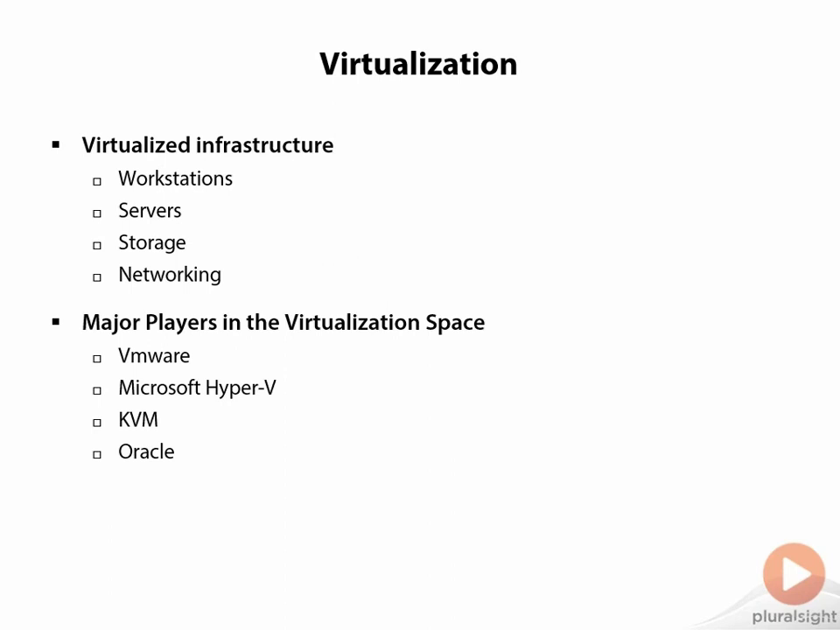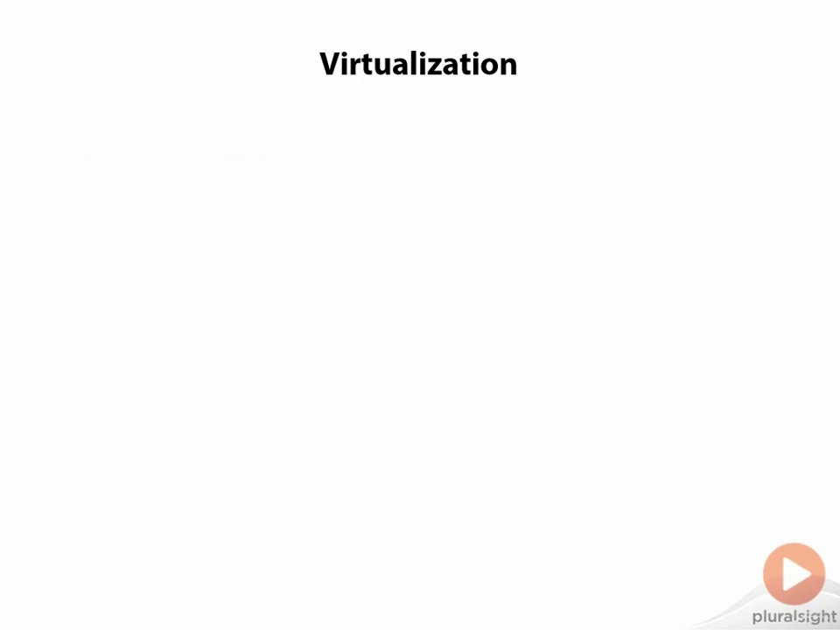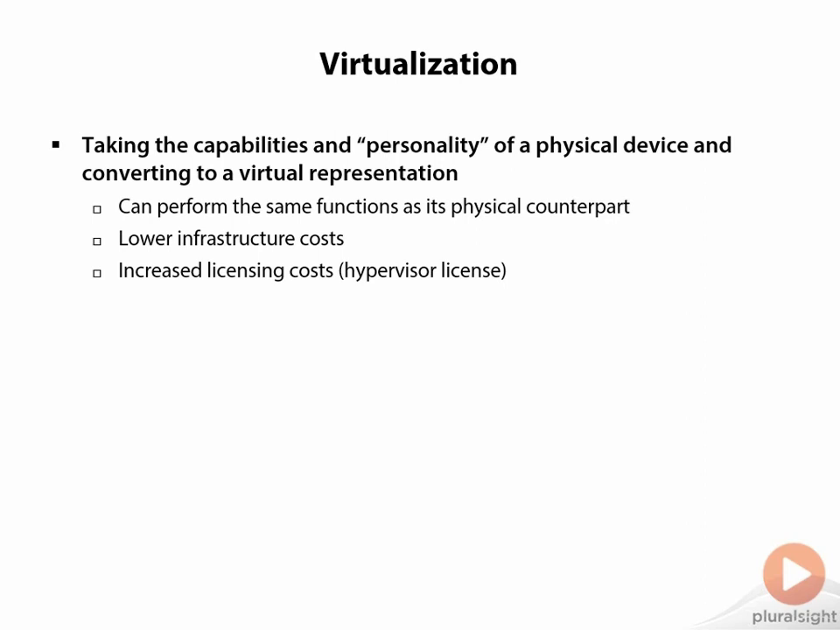What virtualization really does is take the capabilities and the personality of a physical device and convert it to a virtual representation. Basically, we can take a PC or a server, with all the physical attributes you typically associate with that server, the amount of CPU capability, the processor, the network, the amount of RAM, and so forth. We can virtualize that and place it into a container, if you will, onto another server.